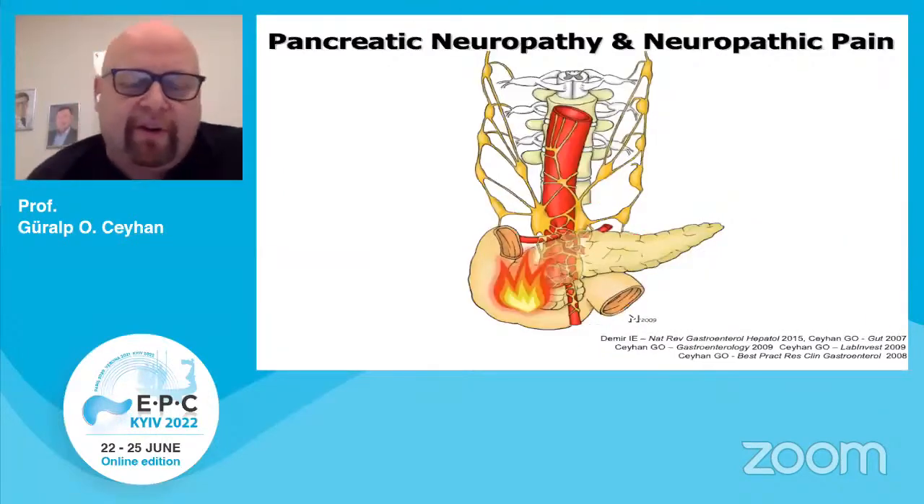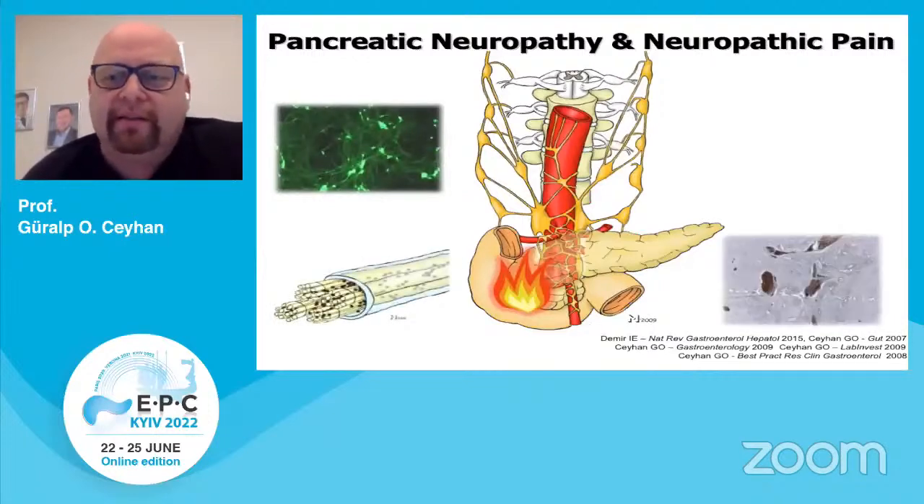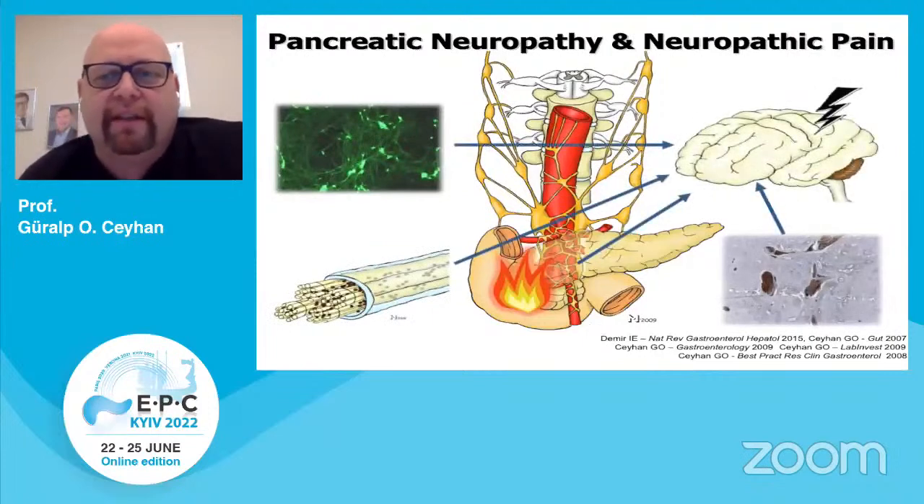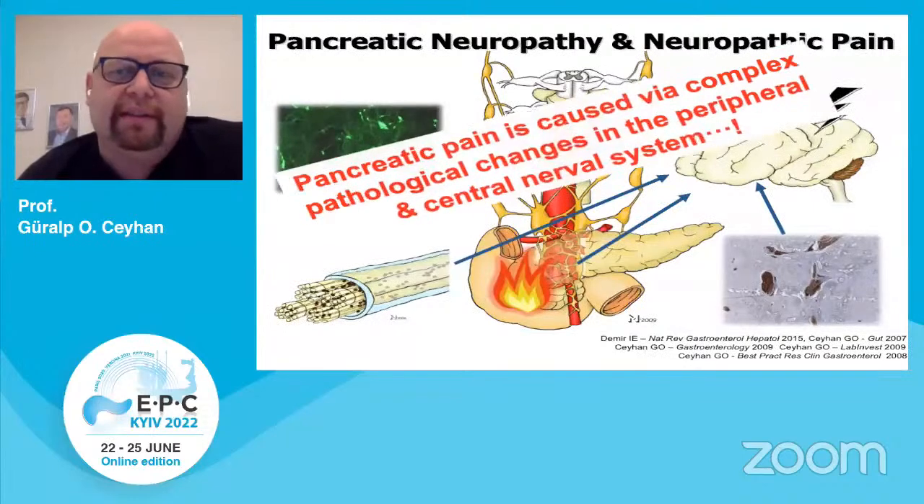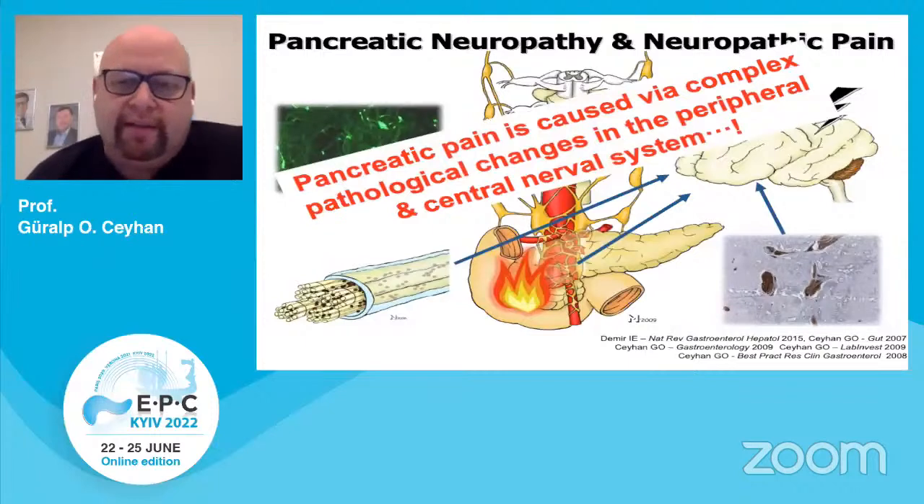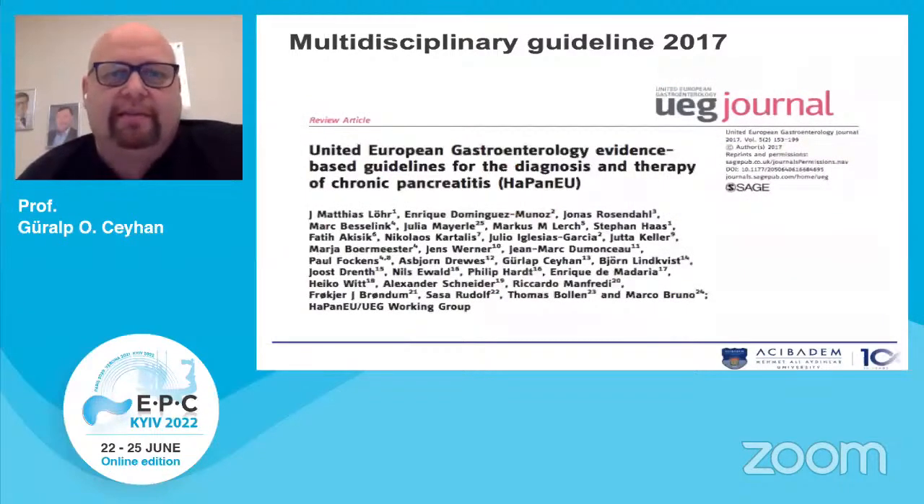Now we have a situation like a fire in the pancreatic head, which leads to changes in the nerves with increased neural density, pancreatic neuritis, neural hypertrophy, central reorganization, and central changes, especially also in adaptive pain sensation. This is a complex situation, with complex pathological changes in the peripheral and central nervous system, leading to pain in this disease. So when you ask me whether we can solve this problem only with a stent, we will talk about this now. So what does the evidence say?